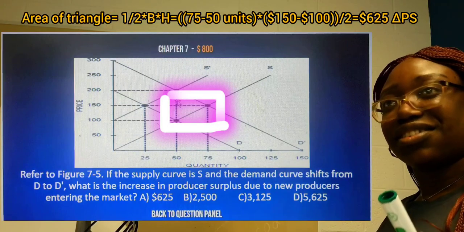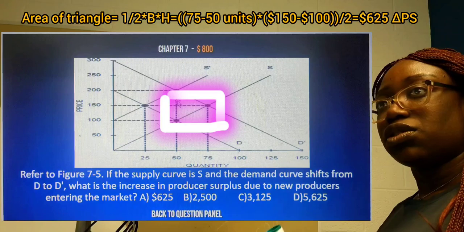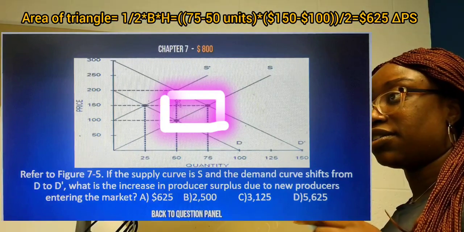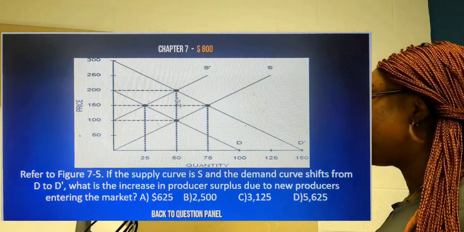645. Do we get that? So this is the tiny portion. Increase in producer surplus, not the new producer surplus. You got that? Okay. So A. So, you got that wrong. Group 1. Okay. Group 2.